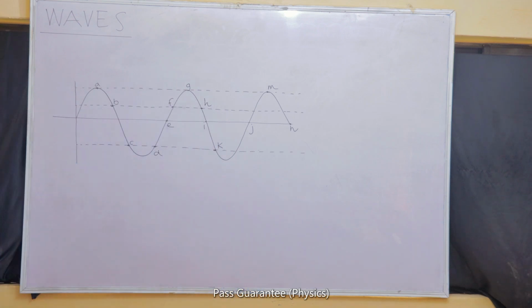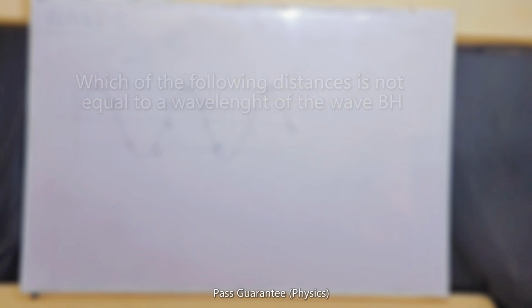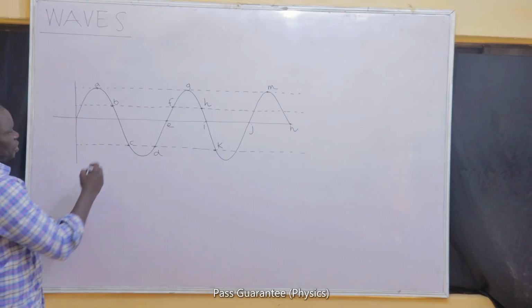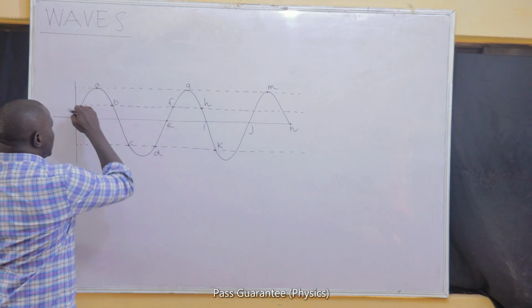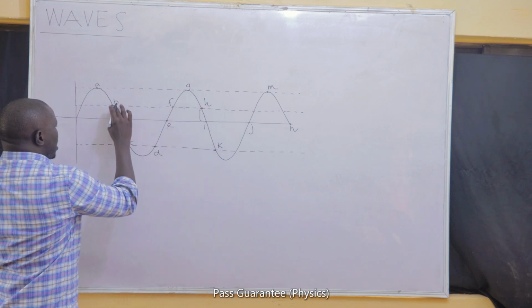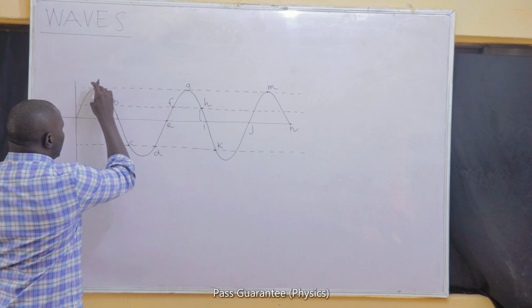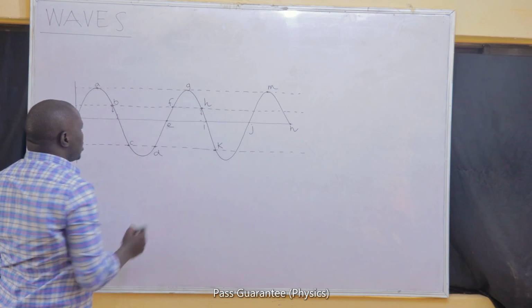For the first question, we are asked to find which of the following distances is not equal to a wavelength of the wave. C, J, B, H. BH: which of the following distances is not equal to a wavelength? BH is equal to a wavelength. B to H is a wavelength. Why? Because both of them are in phase. They have the same displacement, and being at the same displacement, they also have the same direction. Points from here to here are moving down, while points along this direction are also moving down. So they have the same direction.